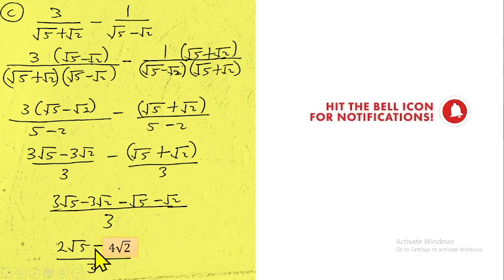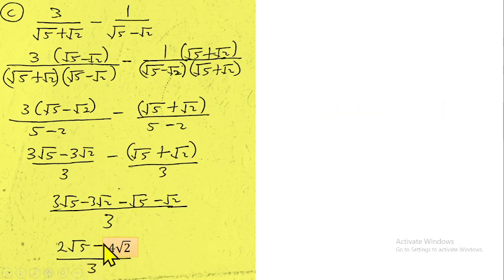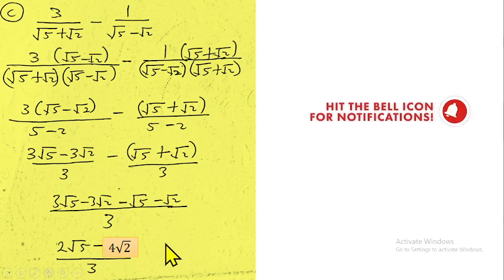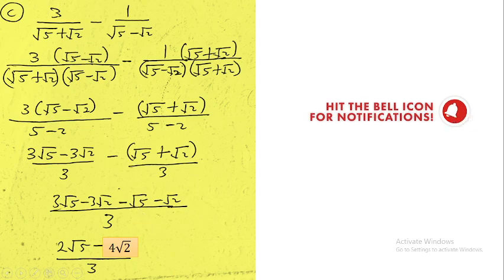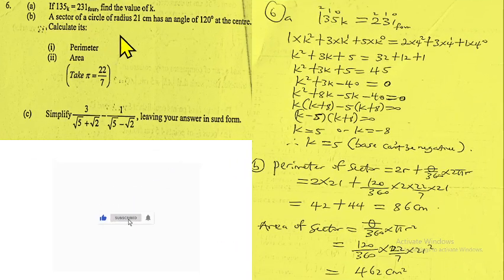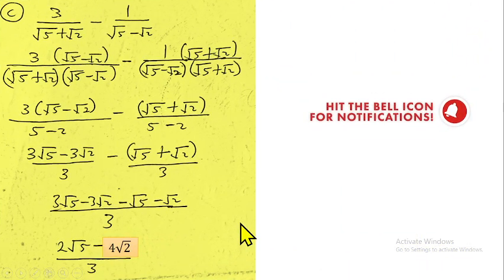You can still simplify further by factorizing. Something is common to this and this, which is 2. So you have 2 into bracket surd 5 minus 2 surd 2, over 3 as your final answer. So the whole question in question number 6 gives us 12 marks, as we have been able to solve.